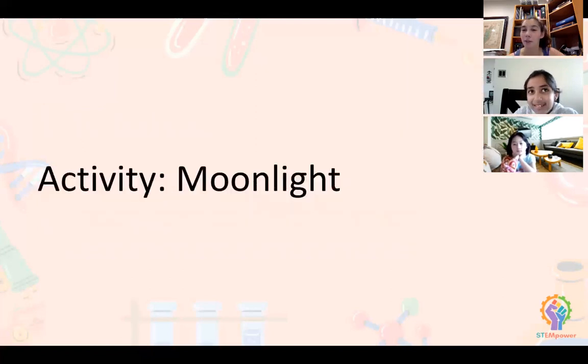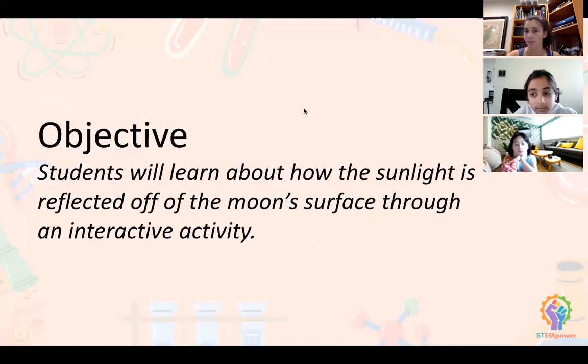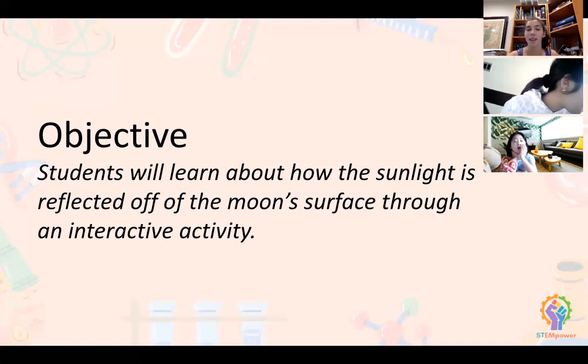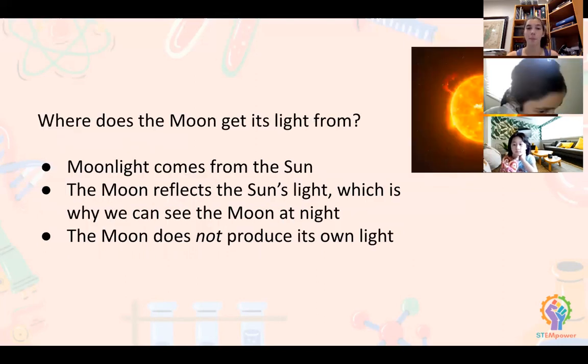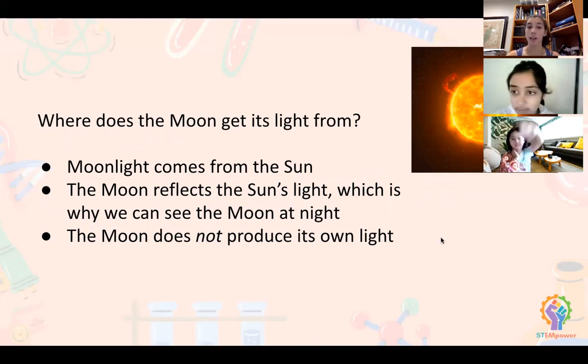All right, so for our first activity, we are going to be learning about moonlight. We are all going to learn about how sunlight is reflected off of the moon's surface through an interactive activity and how we see the moon on a daily basis. So where does the moon get its light from? If you have any ideas, you could also read off the slide.